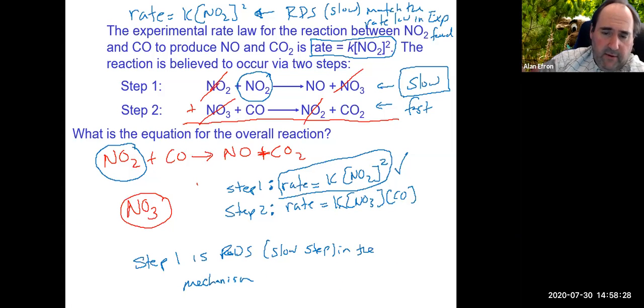where they really don't tell you the slow or fast step, but by figuring out the rate laws for each of the steps, you can find one that matches and determine which one was the rate determining step. So that's three different versions of mechanism problems that you can usually come across. Any questions on that?